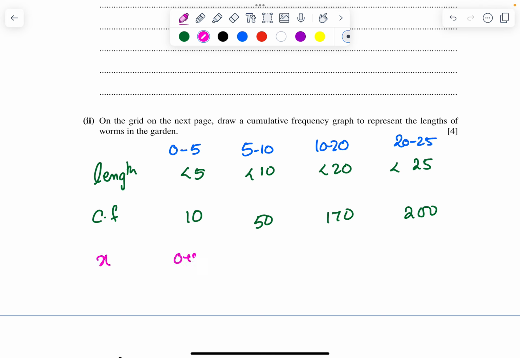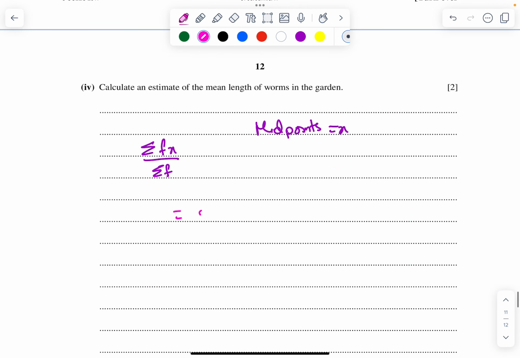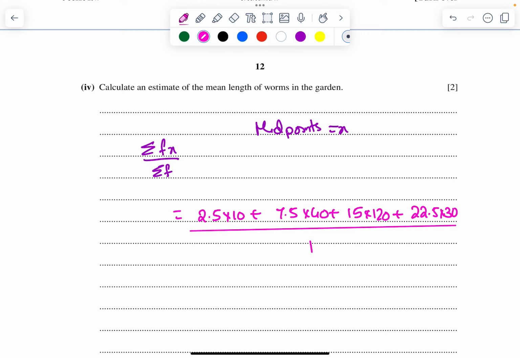Midpoints are x. 0 plus 5 by 2, which is 2.5. 5 plus 10 by 2, which is 7.5. 10 plus 20 by 2, which is 15. And 20 plus 25 by 2, which is 22.5. So it's going to be 2.5 times 10 plus 7.5 times 40 plus 15 times 120 plus 22.5 times 30, divided by 200. So this is going to be 14. So the estimated mean is going to be 14.